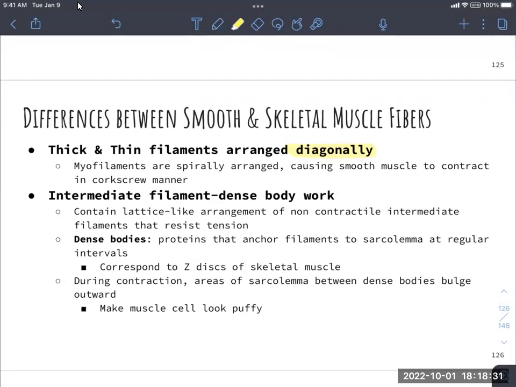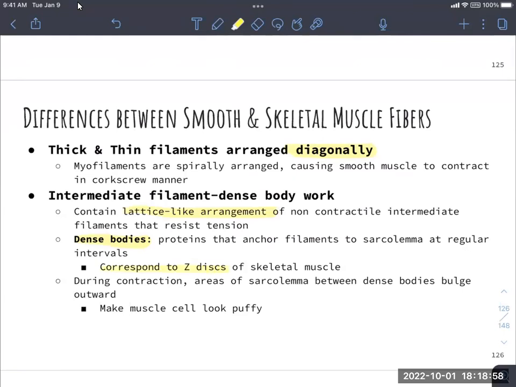They have intermediate filaments that create a lattice-like arrangement of non-contractile filaments that help to resist too much tension. They have dense bodies. Those help to anchor those filaments to the sarcolemma. They have Z discs.